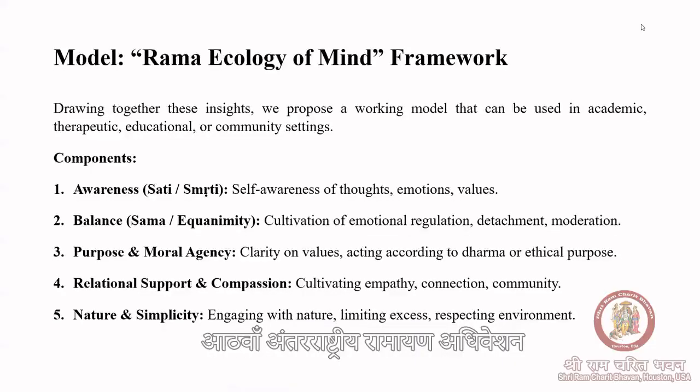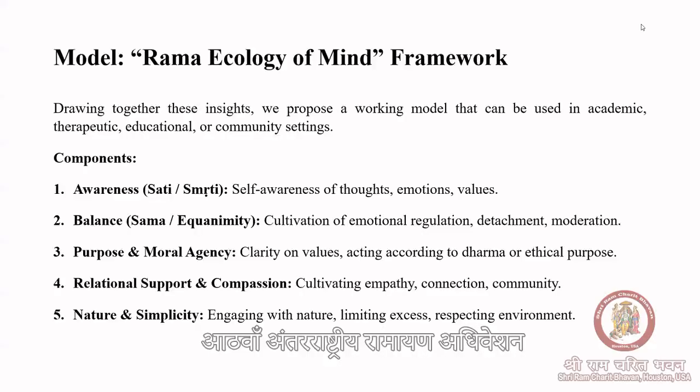So by the end, we try to build this model of what Rama's ecology of mind is and how we can use it. We can build our own ecology of mind with the help of this framework, which we try to list out. There are 5 components. The very first component is awareness. If we want to build our own ecology of mind, we need to develop self-awareness of our thoughts, our emotions, and values.